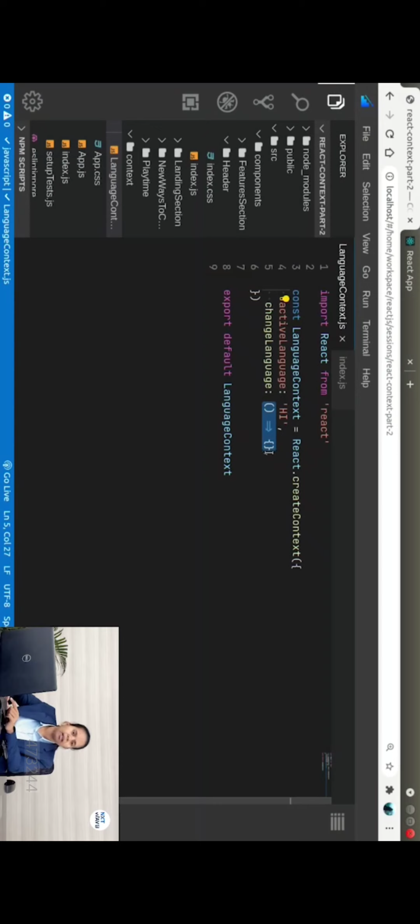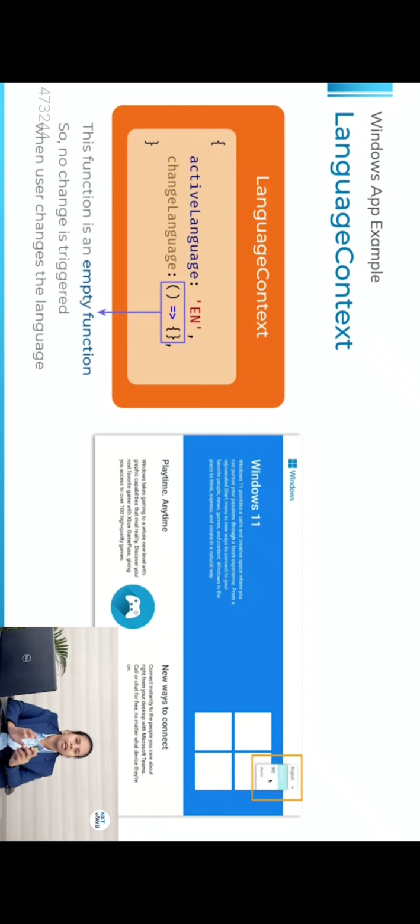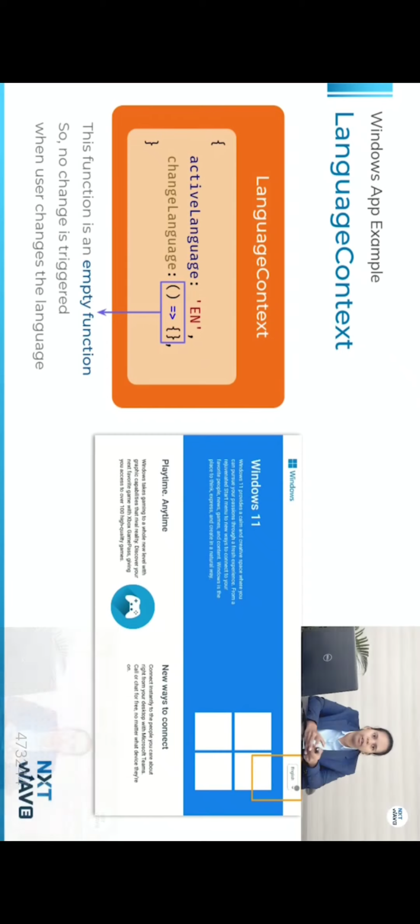So that's the reason the change is not being triggered. Now we have to update the context value appropriately. The active language present in the context has to be updated based on the drop down selection. So let's have a look at how we can achieve this. We understood why the output is not working, so now let's see how we can update the context value.